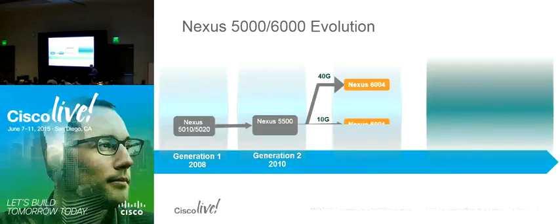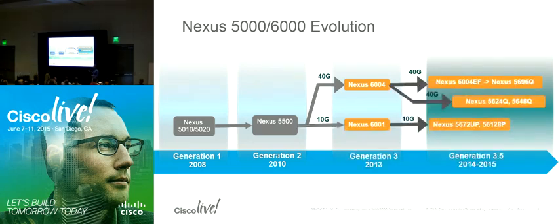And the biggest change came in 2013 with the Nexus 6000s. We had two form factors, the 40 gig optimized 6004 and the 10 gig optimized 6001. So 6004 was a four slot, and the 6001 was a one rack unit. And then last year, and now in 2015, we rebranded the 6004 as a 5600, and we've been selling the 5600s. Again, we have multiple form factors of the 5600s here.